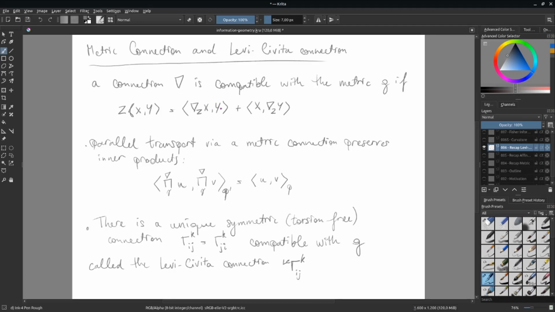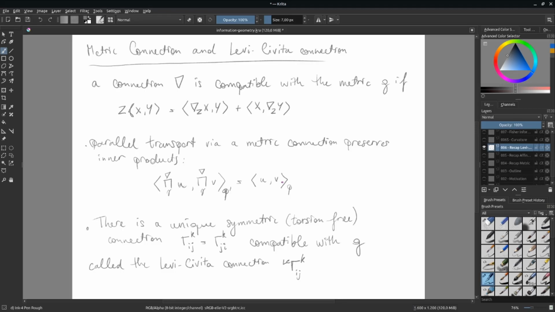Now, if we do have a connection that plays nicely with the metric like this, the nice thing is that parallel transport will preserve the inner product. So if I have two vectors u and v, and I move them both to another point using parallel transport, then their inner product will be preserved. So that's a nice thing.